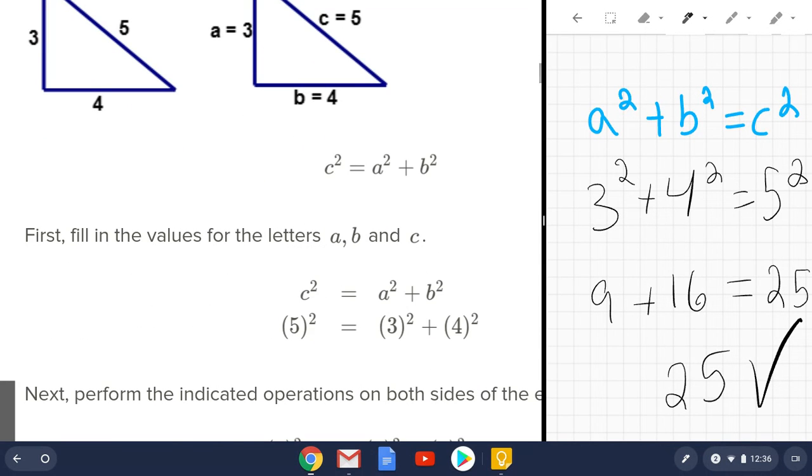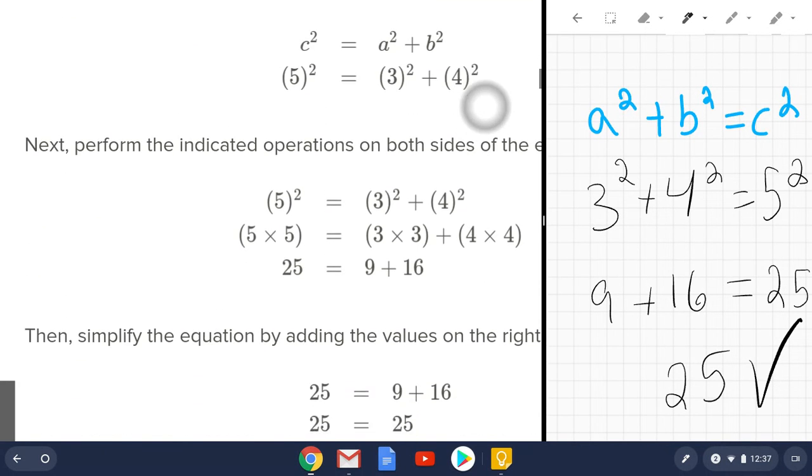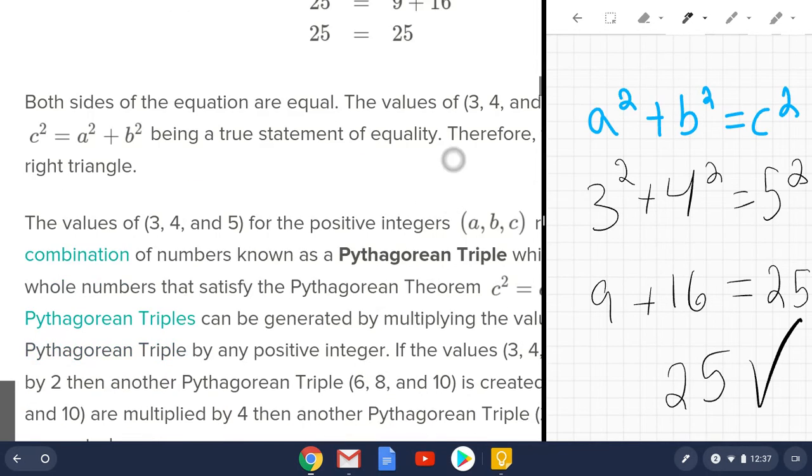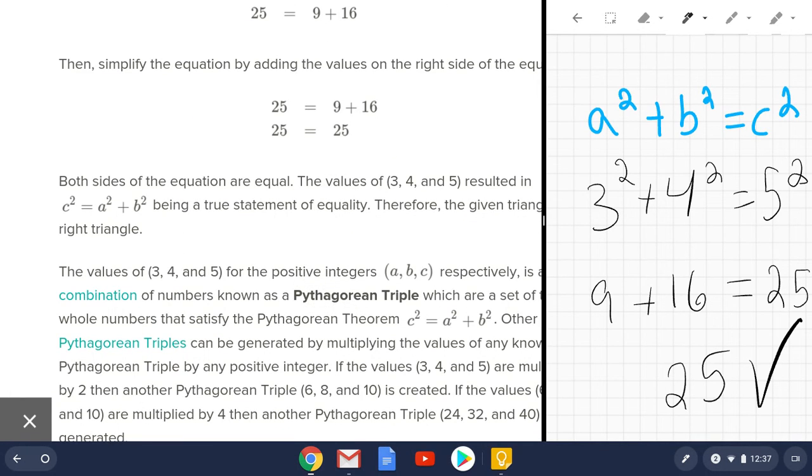So we solved that problem. Please make sure that you're following along with your notes here, guys. So both sides of this equation are equal, right? 9 plus 16 equals 25.